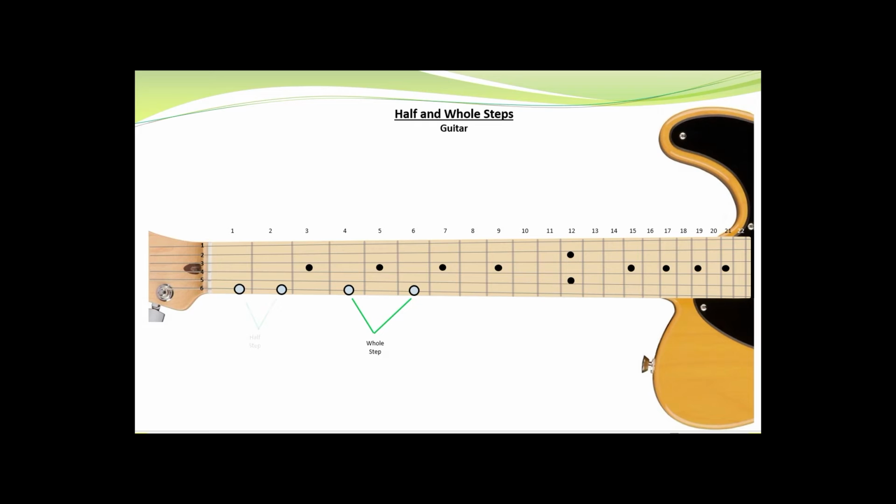Okay, let's look at a half step. Now notice these 2 notes are right next to each other, frets 1 and 2. Right? You can't cram any notes in between. Frets 2 and 3, on the 1st string, 9 and 10. Right, that's a half step.